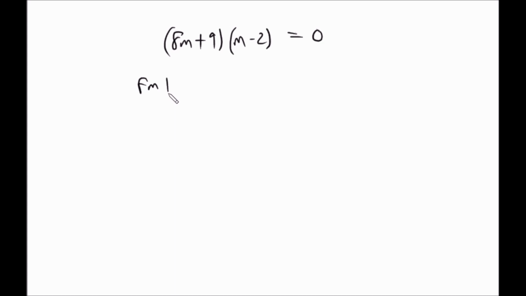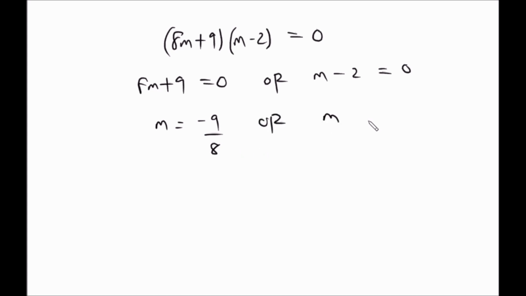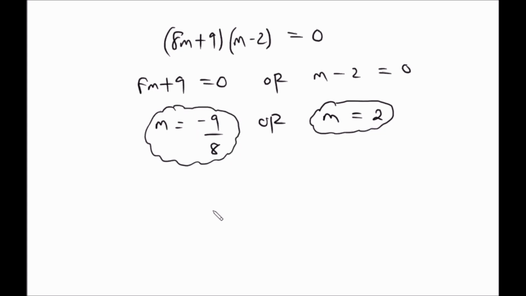So hii manake 8m plus 9 inaweza ikawa 0 au ni m minus 2 ndio inaweza ikawa 0. So if I look for m here, m tutapata sawa na negative 9 over 8. Wakati hapa m tutapata ni ngapi? Ni 2. So this is the value of m. Remember sisi tunatafuta nini? Tunatafuta x and y. Sasa unakumbuka hii 2x squared plus 3xy sawa na 8, equation yetu ya pili kwenye swali.